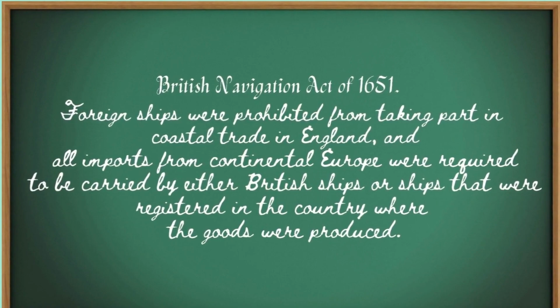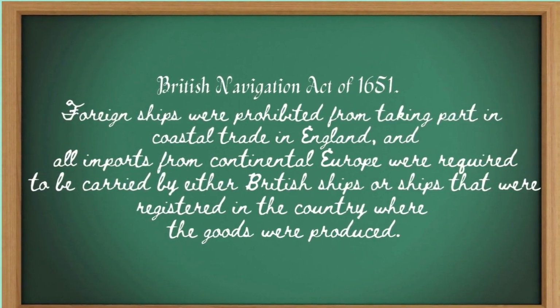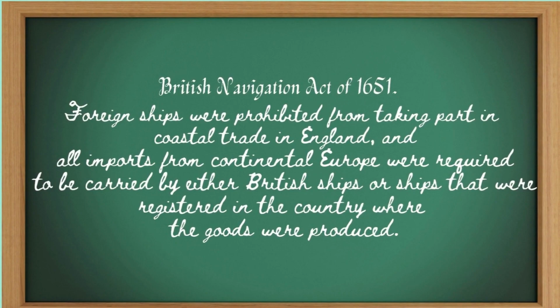Now, one of the best examples of mercantilist trade is the policy during the British Navigation Act of 1651. This act stated that foreign ships were prohibited from taking part in coastal trade in England, and all imports from continental Europe were required to be carried by either British ships or ships that were registered in the country where the goods were produced.